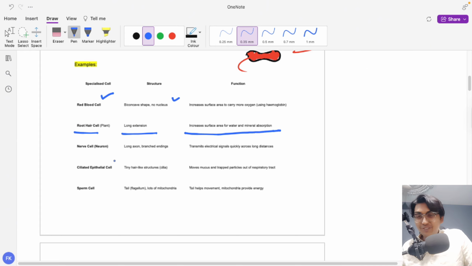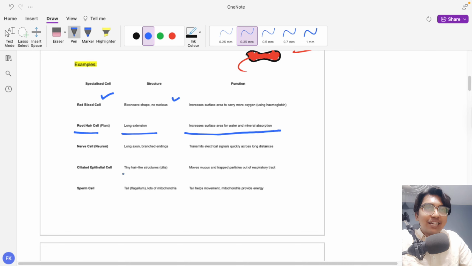Nerve cell, you have seen a nerve cell, right? It has a long axon and branched endings. So what is the function of a nerve cell? The main function is simply to transmit electrical signals quickly across a long distance, right? Across the body, if you can say.